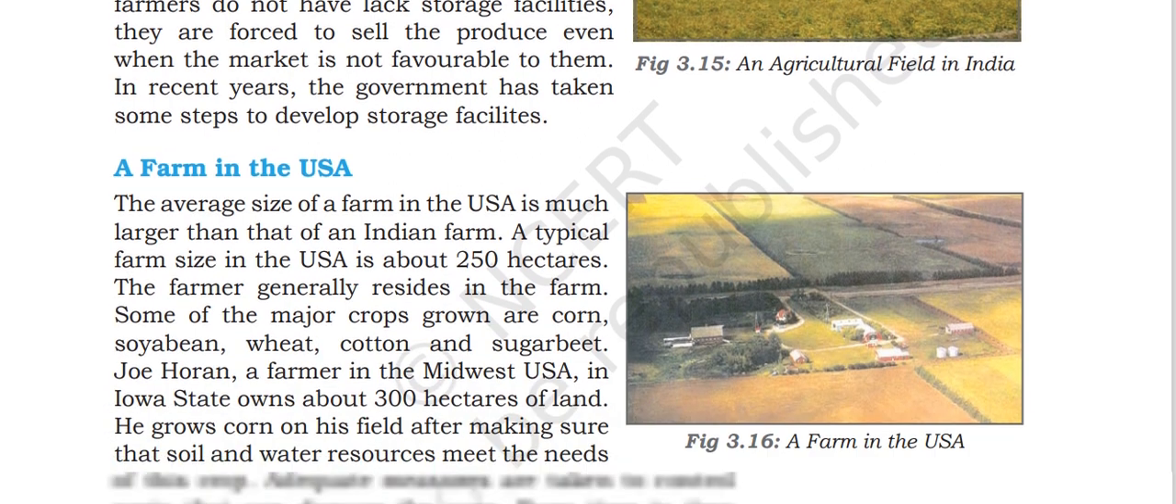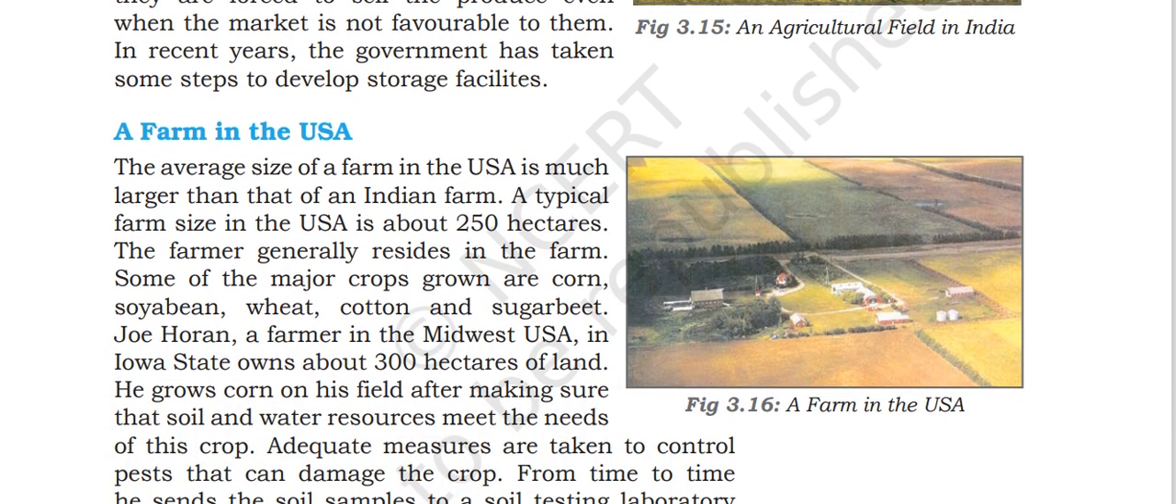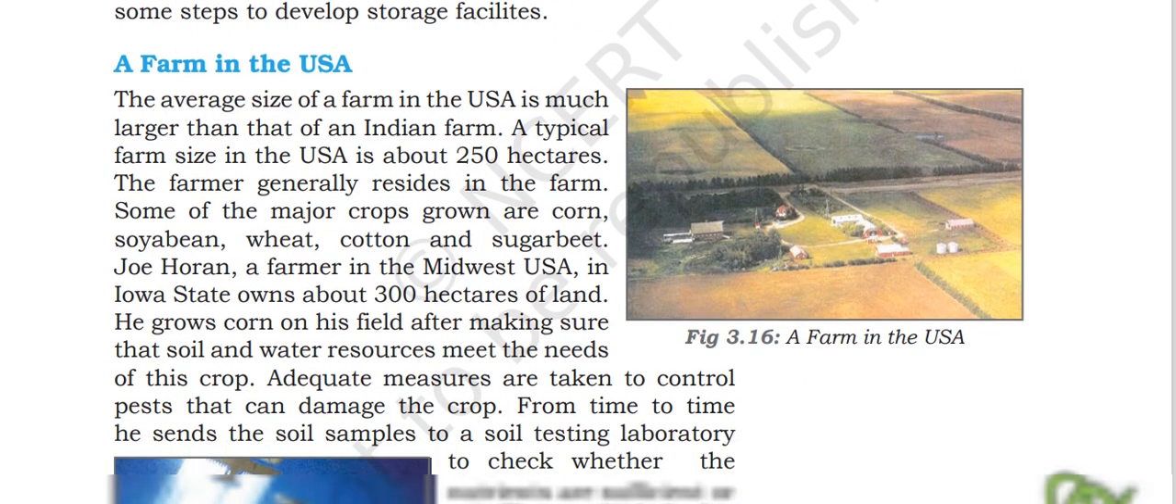A farm in the USA. The average size of a farm in the USA is much larger than that of an Indian farm. A typical farm size in the USA is about 250 hectares. The farmer generally resides on the farm. Some of the major crops are corn, soybean, wheat, cotton and sugar beet. Joe Harden, a farmer in the Midwest USA in Iowa State, owns about 300 hectares of land.